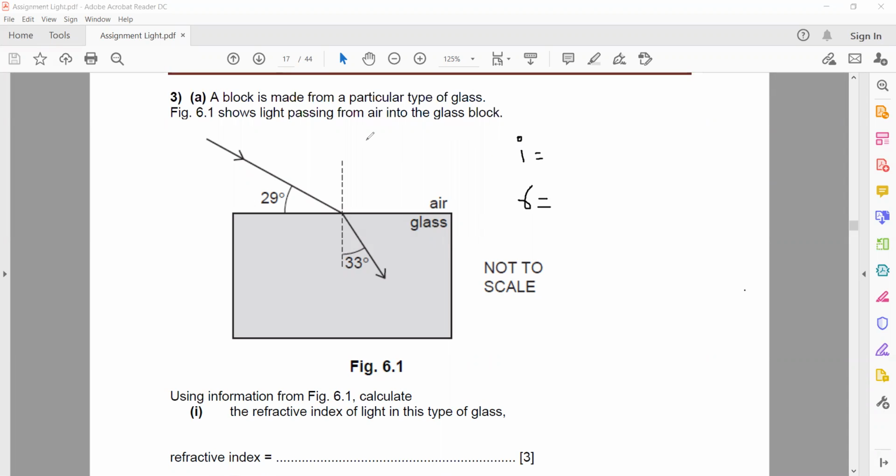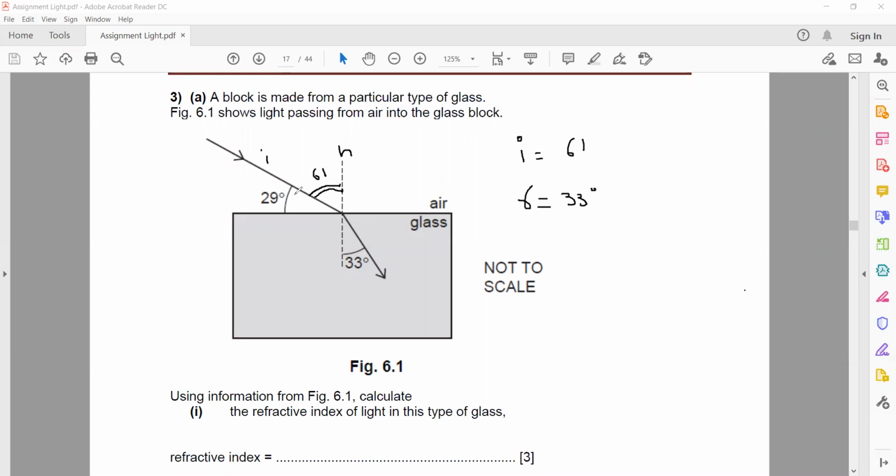The angle of incidence is actually 61, not 29, because the angle of incidence means the angle between the normal and the incident ray. The total angle is 90, so between the surface and the ray is 29. So the angle of incidence is 61 and the angle of refraction is 33.